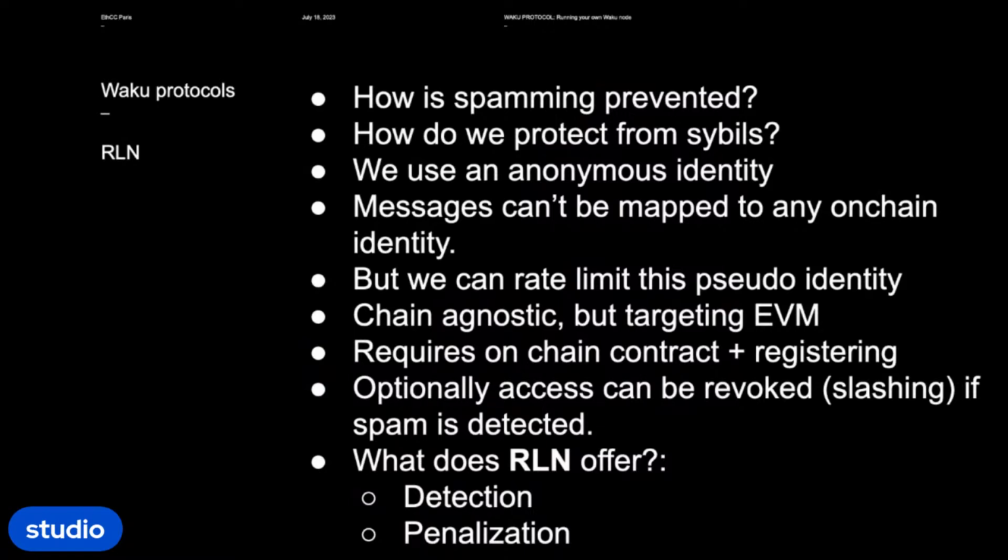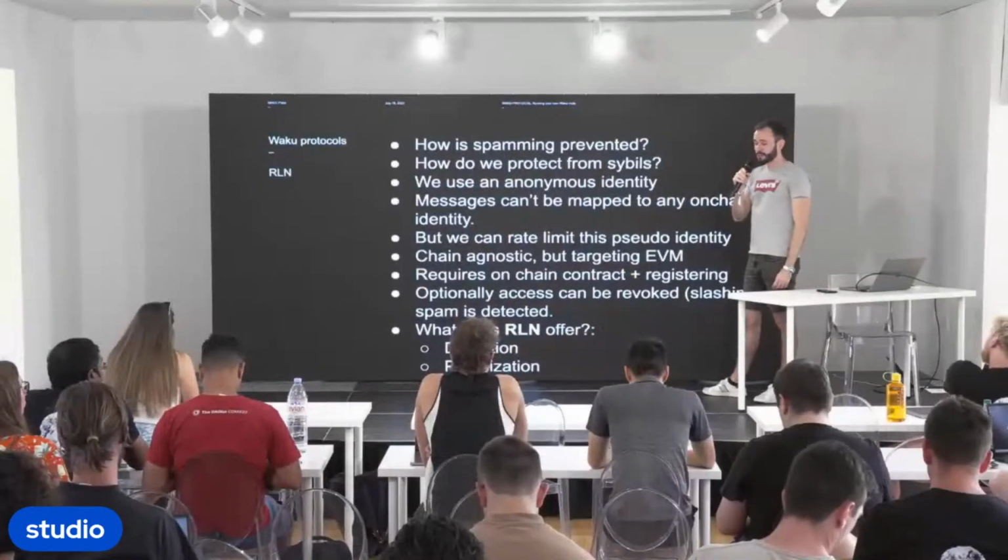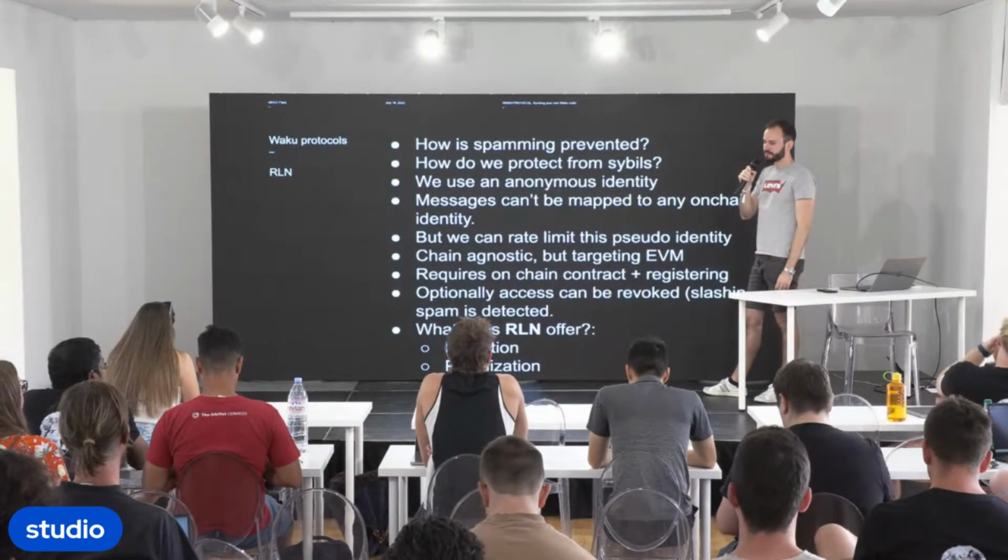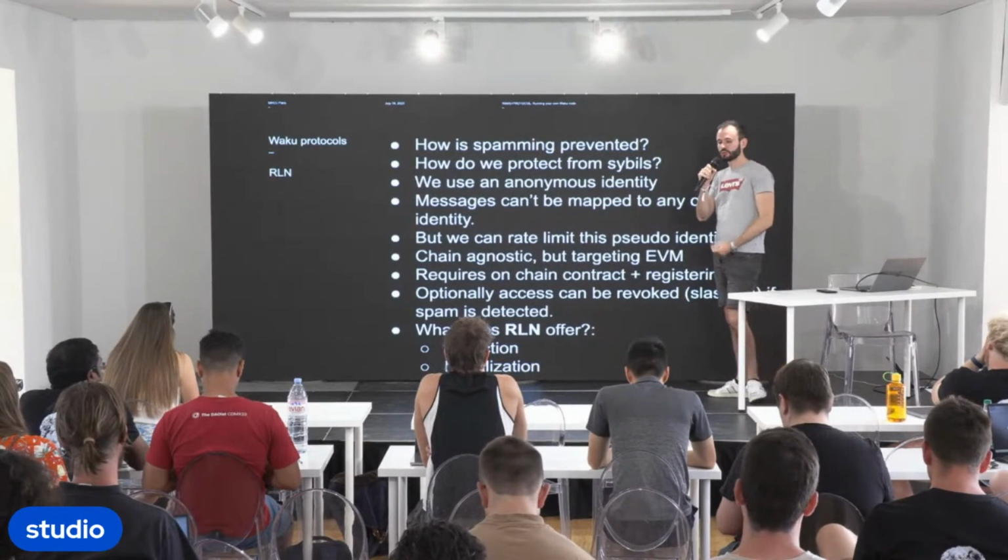So you can't really rate limit because you don't have an identity to rate limit anyone, right? RLN stands for rate limiting nullifiers. We have some people in the crowd that have a lot of knowledge in this, so if you have questions after this regarding RLN, they will be able to answer. This protocol provides some kind of pseudo identity that we can use to rate limit you.